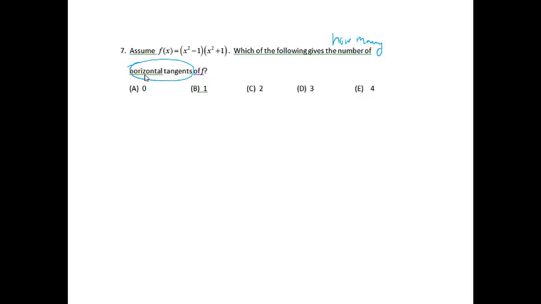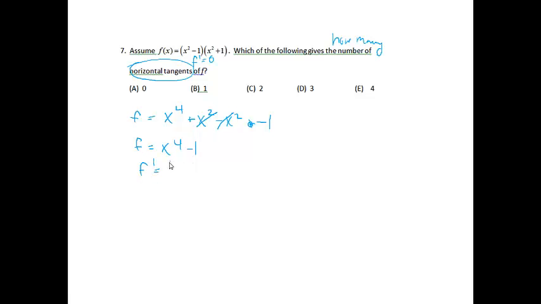Tangents is a derivative. If I have a horizontal tangent, the slope would be 0. So it's basically asking me for where would the derivative equal 0? How many places does the derivative of f equal 0? So first thing that I'm going to do is find the derivative. But before I do that, we could use the product rule, or I'm just going to FOIL this out first. If I distributed that, I'm going to get x to the 4th plus x squared minus x squared minus 1, and those cancel. So f is really just x to the 4th minus 1.